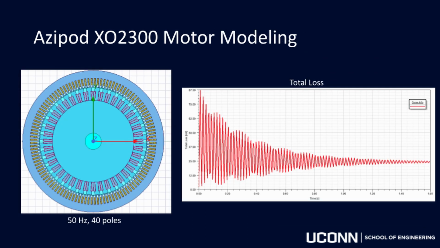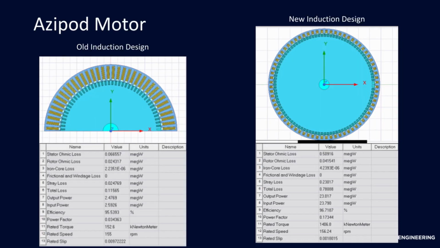Our first design tried to focus on being a synchronous design. We ran into some issues with this, so we decided to opt for an induction design. The image to the left is one of our older induction designs. It was not capable of meeting the 22 megawatt spec of the Azipod XO2300 motor, but as you can see, our induction motor design on the right was capable of doing that while also meeting the propeller speed. Our design on the right was also capable of putting out more torque than our old design.